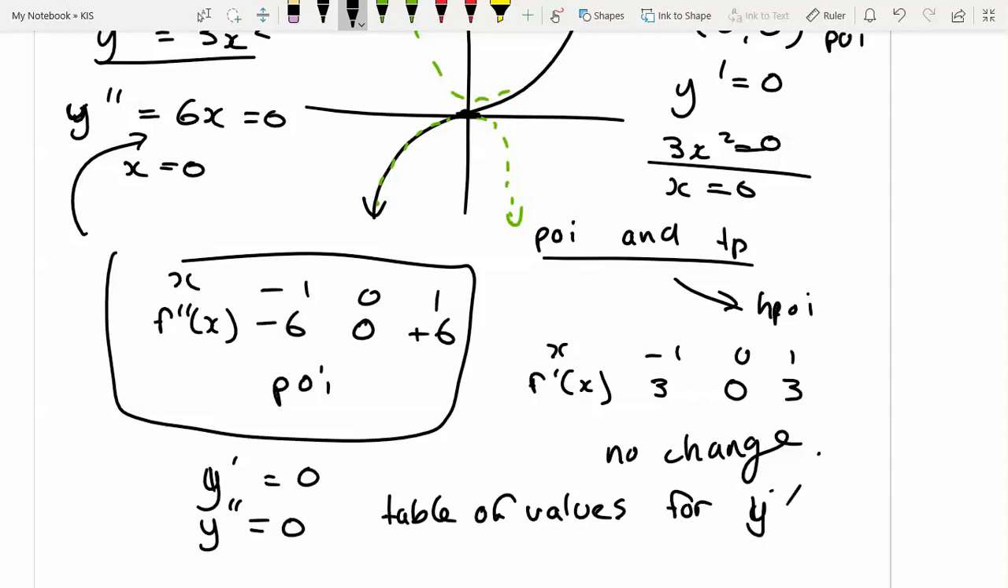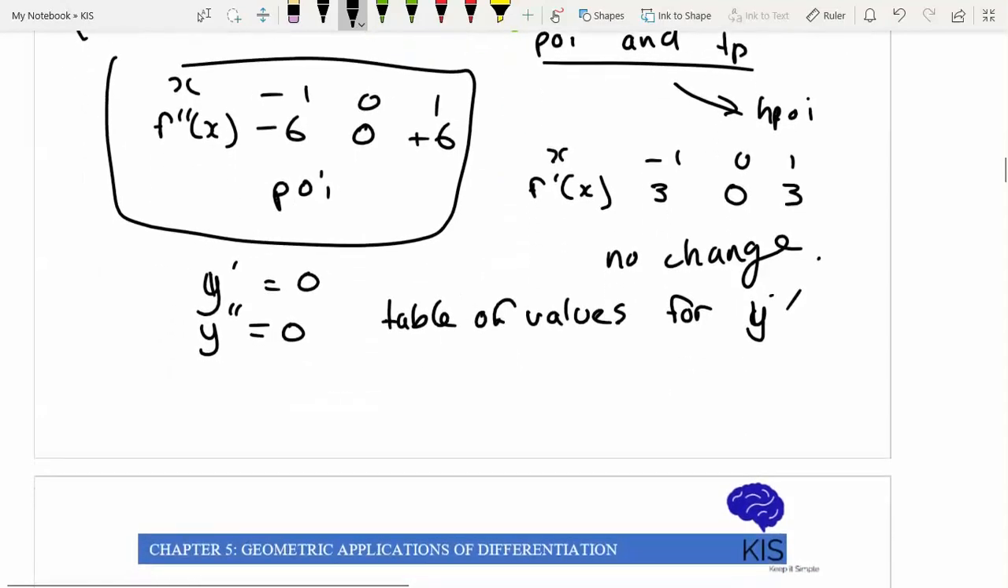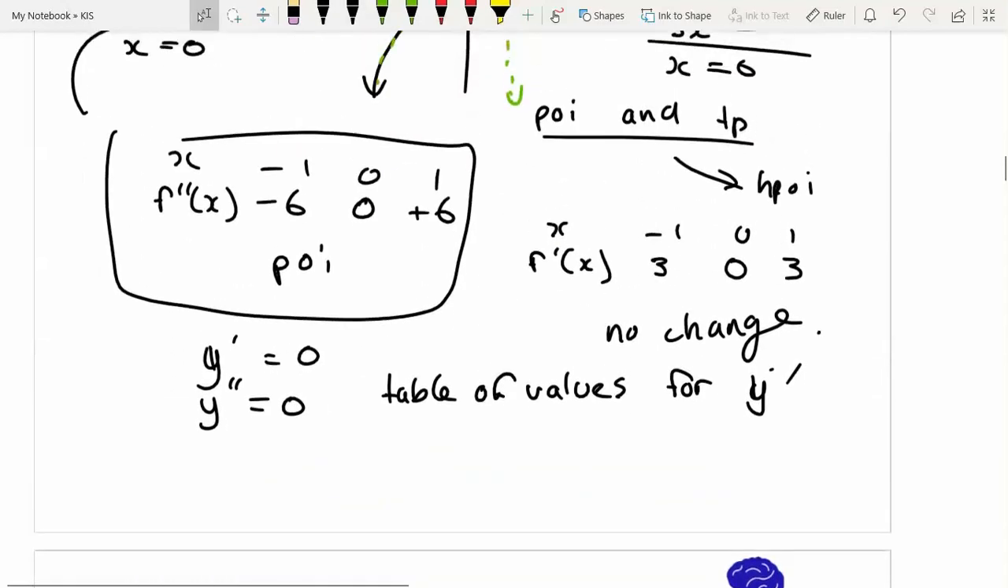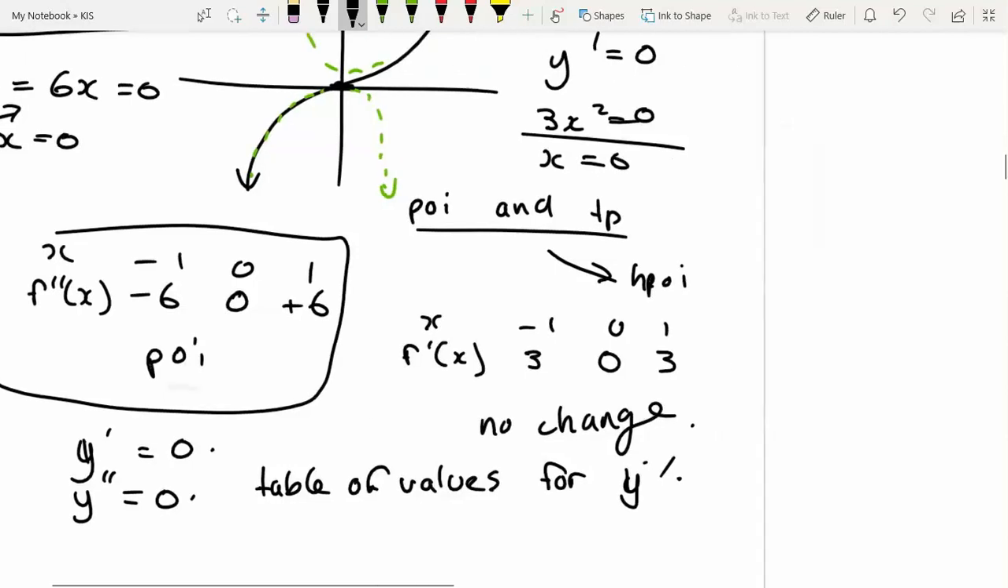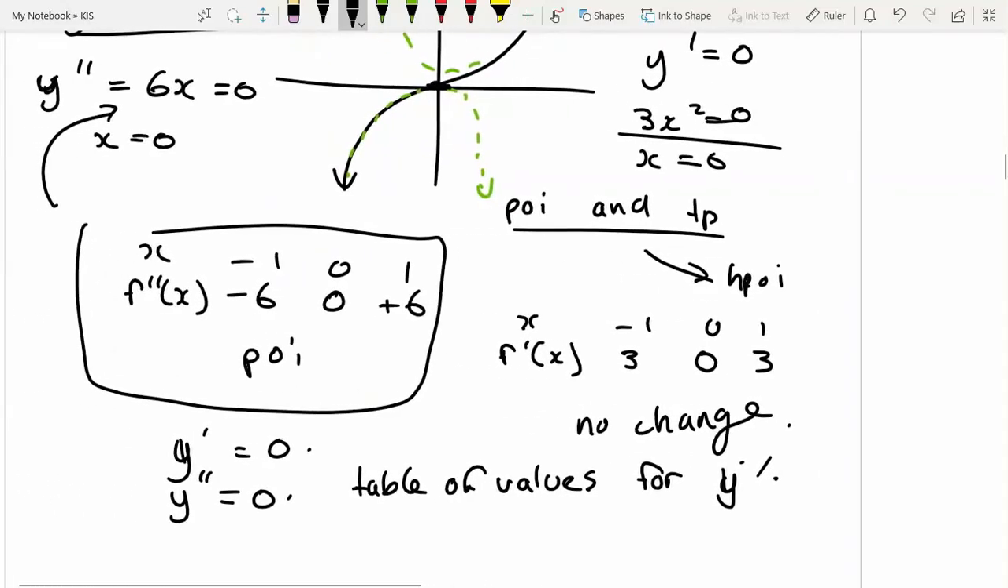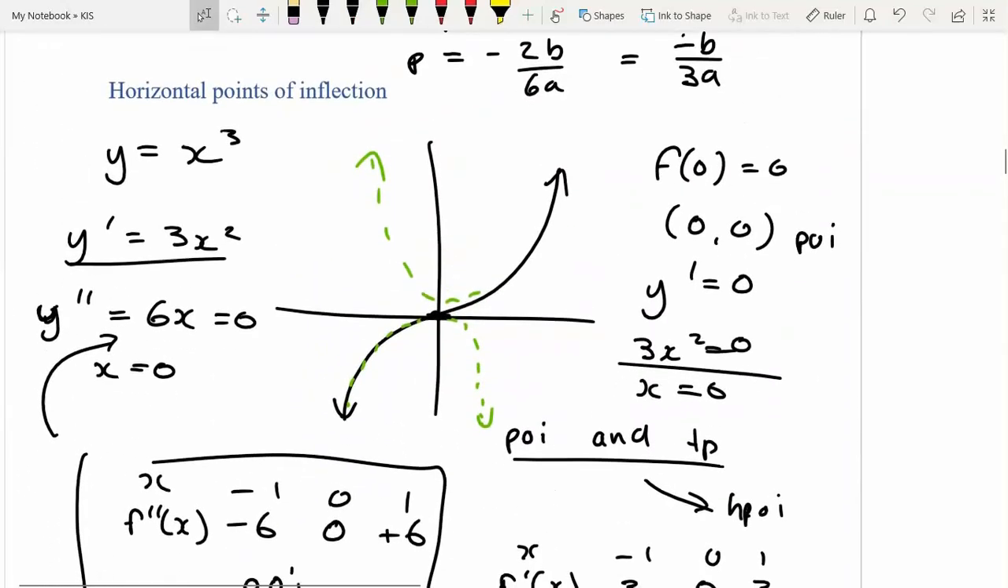for y dash, right? So that's all you need to do to actually prove that a point of inflection does exist at that point: y dash is equal to 0. Okay, there's a horizontal point there. There's a stationary point. Y double dash is equal to 0, so there must be a point of inflection there. And then testing a table of values for y dash will also give you the fact that there is no turning point, so it must be a horizontal point of inflection.